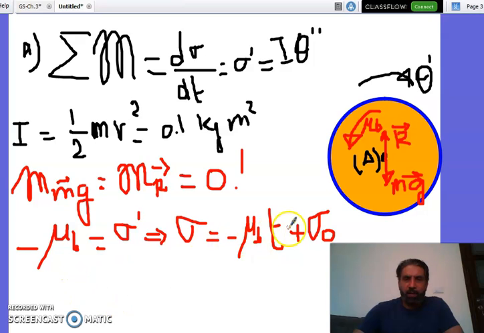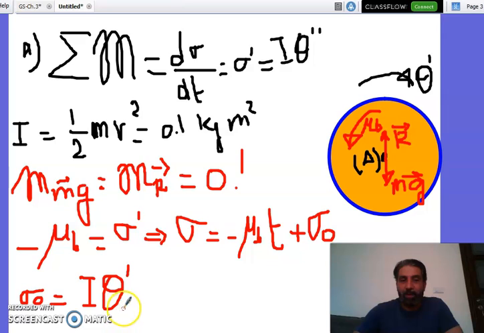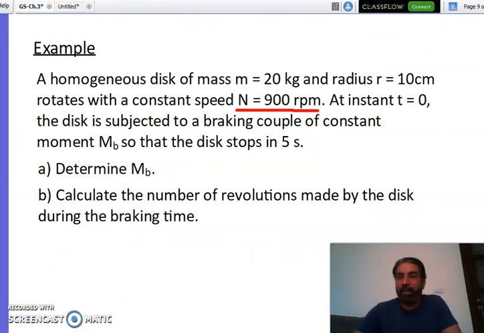So it means I have two things. We have to determine two things. Sigma, you know that initial sigma is equal to I theta prime, and this is a general rule, right? But initial angular momentum, with initial speed. Remember, that's the angular momentum of the rigid body. Here it is.